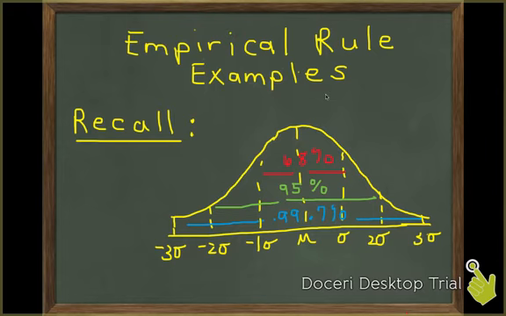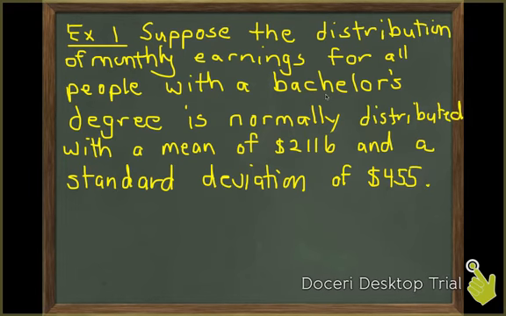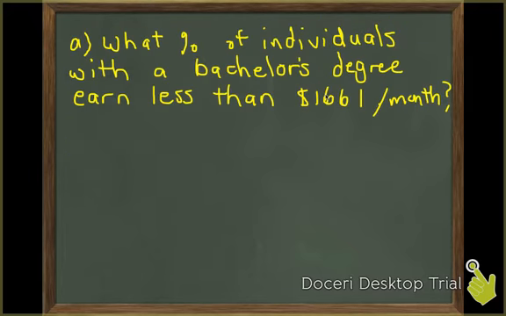Here's the first one. I would suggest copying it down on your paper so that we can work it together. We're going to do 2 together, and then I believe I've got 1 for you to try on your own. Example 1 says, suppose the distribution of monthly earnings for all people with a bachelor's degree is normally distributed with a mean of $2,116 and a standard deviation of 455.